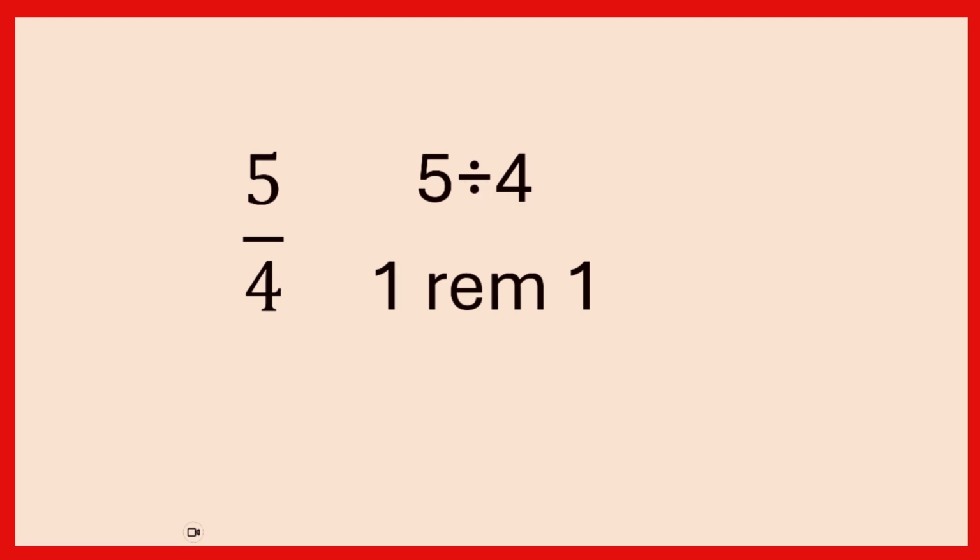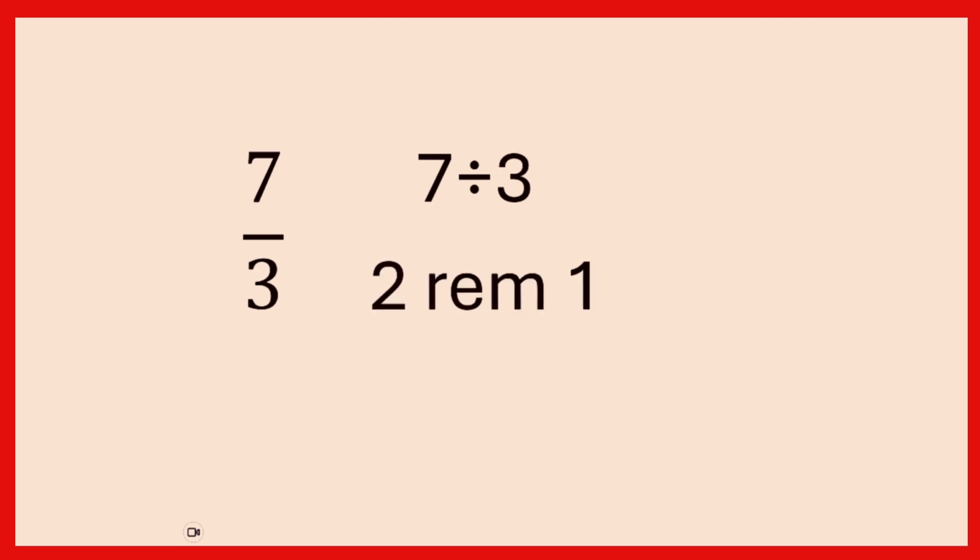Now, the major work is how you're going to write this as a mixed number. When you say 5 divided by 4, it gives you 1 whole, and then it remains 1. So this 1 whole that it gives you, you write it, and the remainder will be written over the denominator. So that's how you get the proper fraction for it.